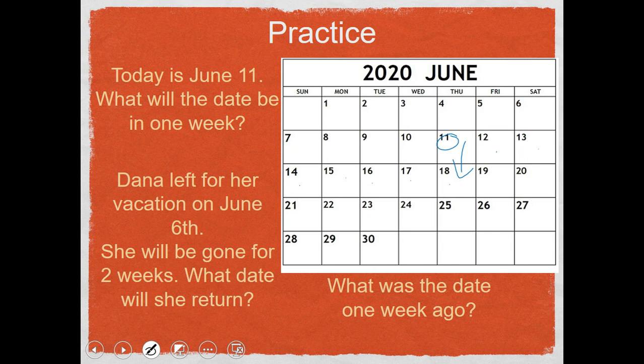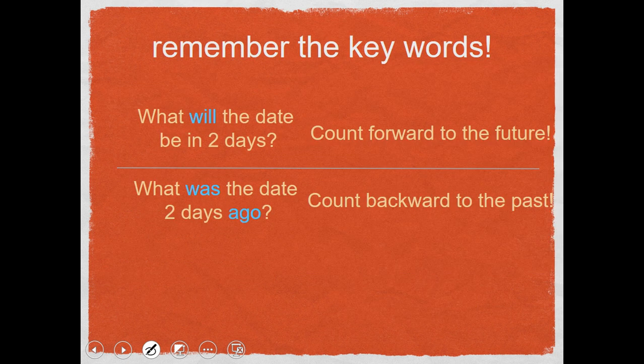So if Dana left for her vacation on June 6th, she went for 2 weeks, what date will she return? So for 2 weeks, we're just going to count 2 jumps down. So there's 1 and 2. So she would be back on the 20th. Okay? And then what was the date a week ago? If it was June 11th, we go up 1, and it was June 4th. So hopefully that makes sense.